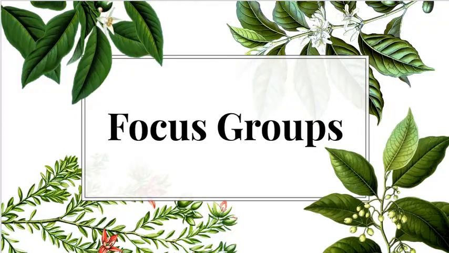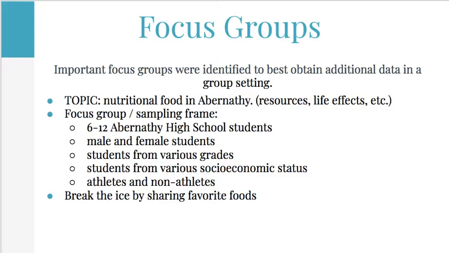Next was my focus groups. For my focus groups, I wanted to learn more about nutritional food, specifically in high school students. Again, from my key informant interview, I saw high school students as being the best target because they can influence other students as well as their parents and grandparents, and they have the time and already are in place so much to learn that I really think this is the best population to target. In that, I wanted to get a great variety: males and females, different grades, different socioeconomic status, athletes, non-athletes.